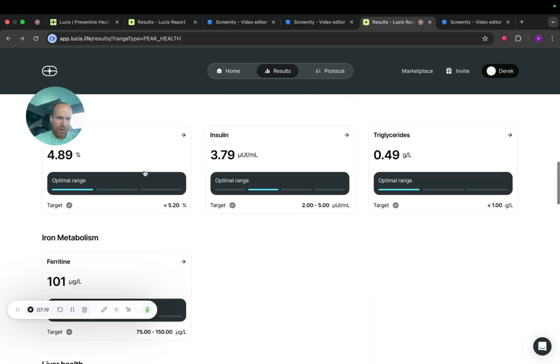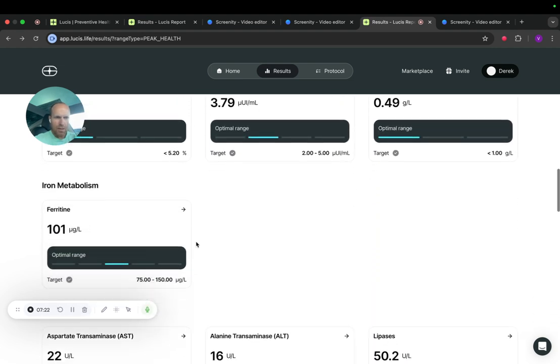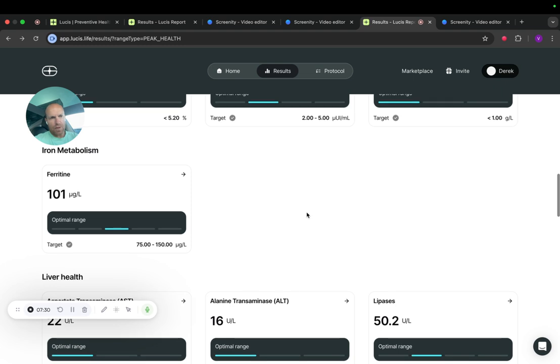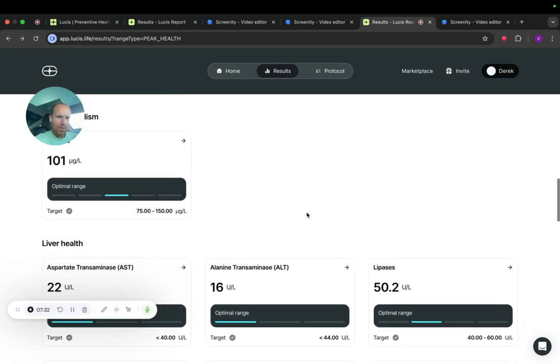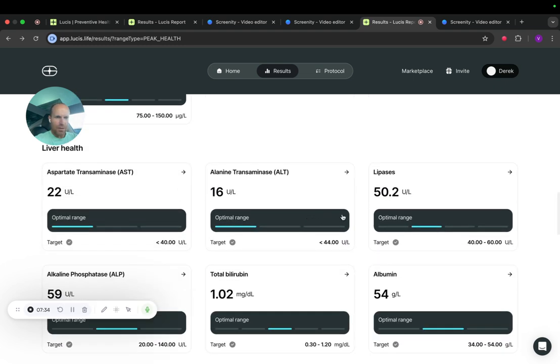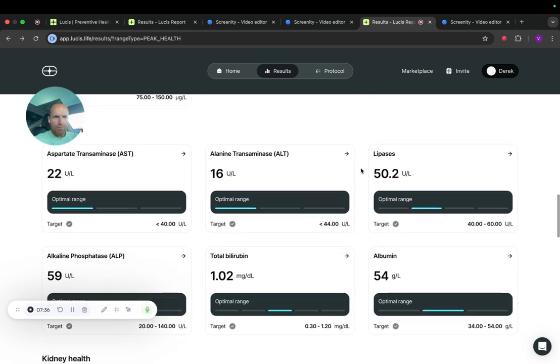My HbA1c, nice and healthy. Ferritin, this is one I've struggled with, and this is why I do the blood donations to get this down into range. So this is actually my best ever number, and I've had ferritin tested 10 plus times at least in the last couple of years. So really happy with that.